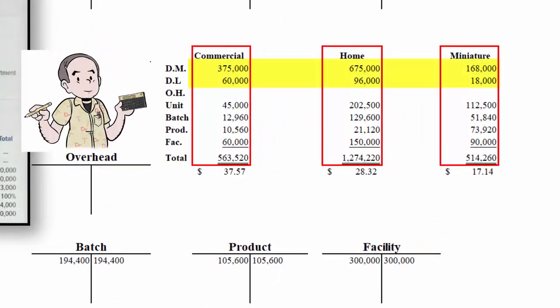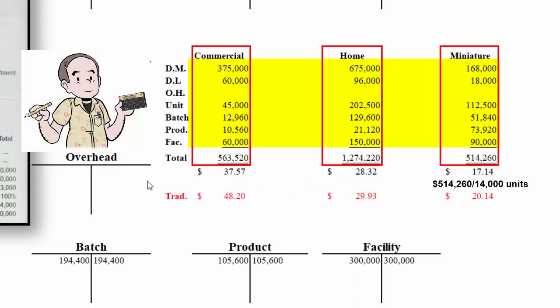When we total up the direct materials and the direct labor, which stays the same, and the new totals for the overhead, it looks like it costs us $563,520 to make the commercial units. We divide that by the 15,000 units, and we get a per unit cost of $37.57. Same thing for home, we get a per unit cost of $28.32 and a $17.14 for the miniature.